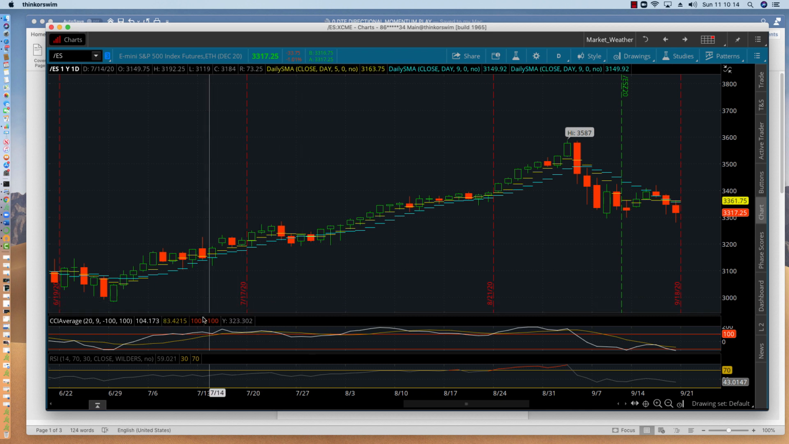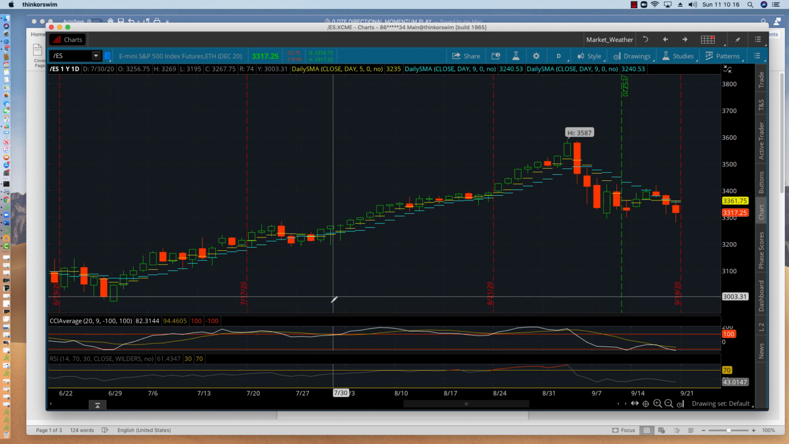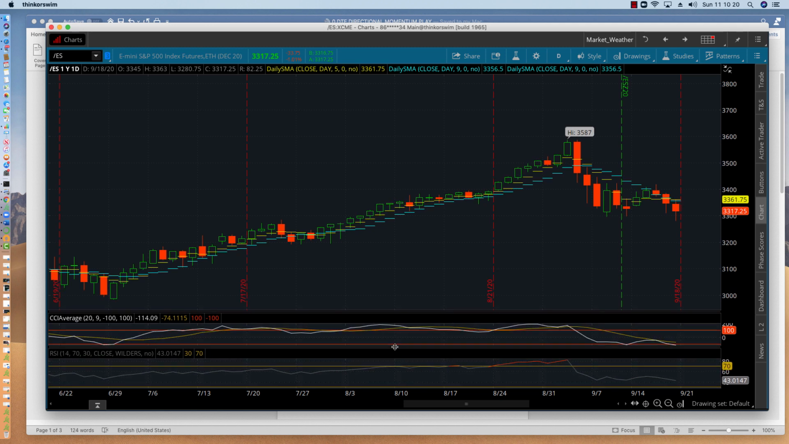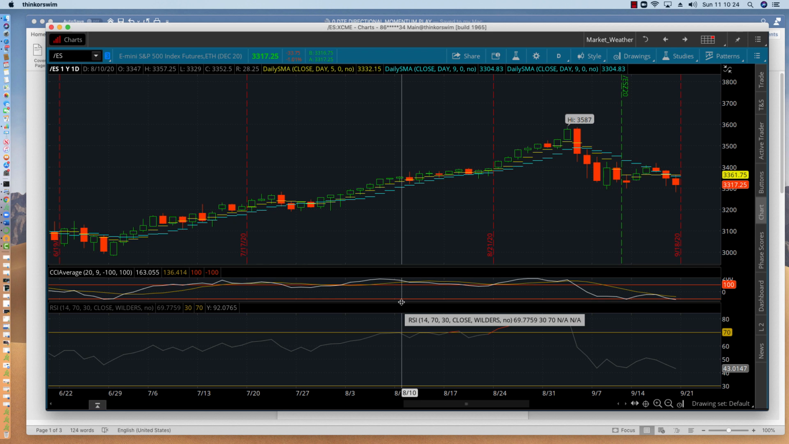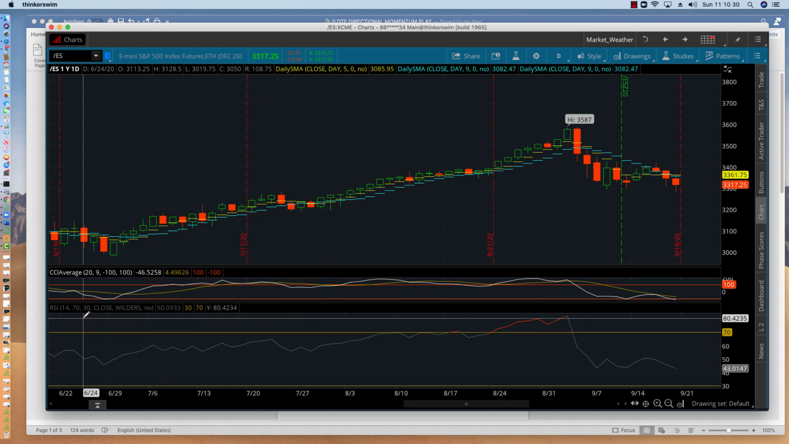On the lower chart, this is a CCI. You don't need to have that. I kind of like it on there just because I always look at CCI, but you don't need it for this one. You need to have this RSI with a setting of 14.